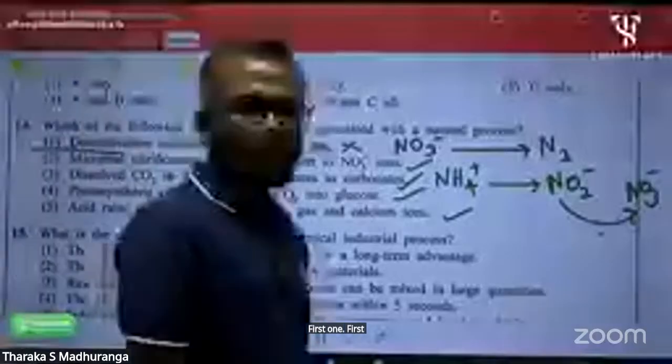Dissolved carbon dioxide in seawater sediments as carbonate. Yes, that's correct. Photosynthesis converts water and carbon dioxide into glucose. You already know that. Acid rain converts limestone to carbon dioxide. Yes, limestone breaks down into carbon dioxide and calcium ions. Then the incorrect one is the first one. First one is wrong.